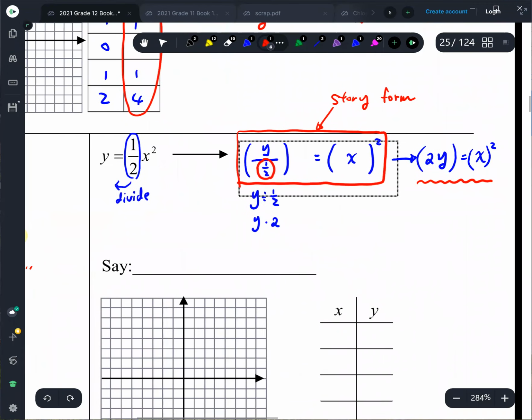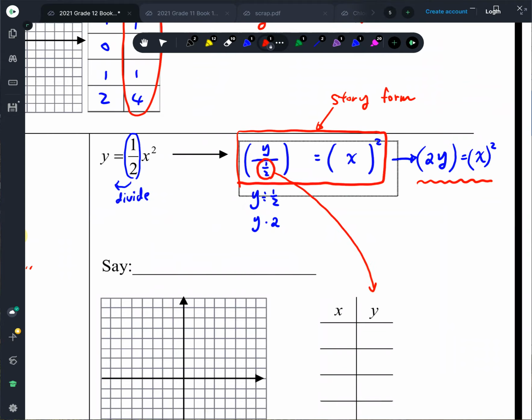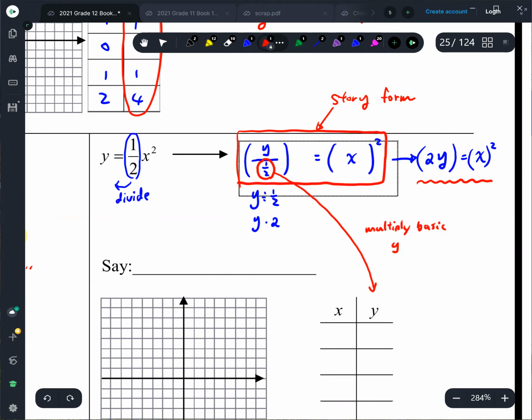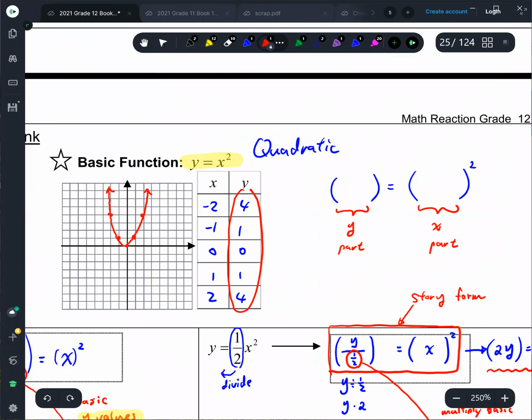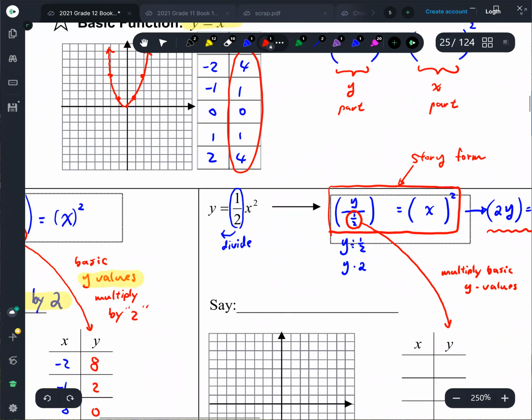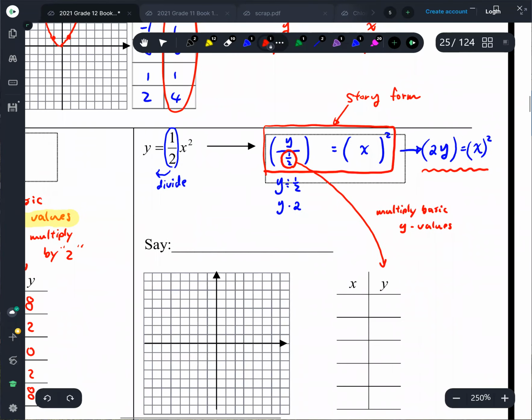Same with this question, right? You have a half. So that half is going to help us get the new y values. You take that 1/2 and multiply the basic y values. Basic y values means the top ones, the 4, 1, 0, 1, 4. Those are the basic ones, right? Because it's under the y, it will affect the y values.